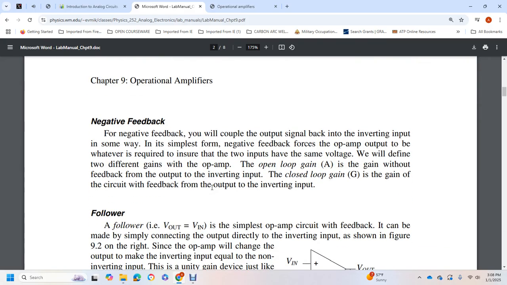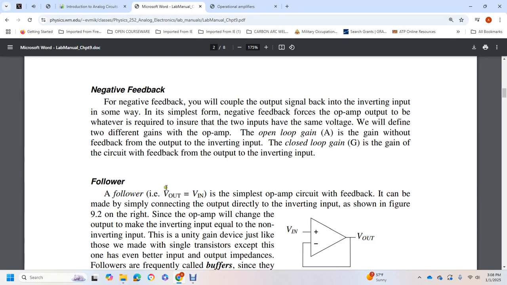Negative feedback couples the output signal back to the inverting input in some way. The simplest form of negative feedback forces the op amp output to whatever is required for the two inputs to have the same voltage. We define two different gains of the op amp: the open loop gain, which is the gain without feedback from the output to the inverting input, and the closed loop gain, which is the gain with feedback from the output to the inverting input.